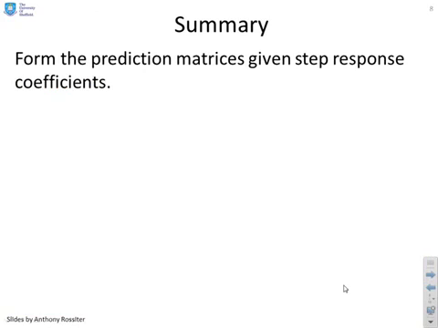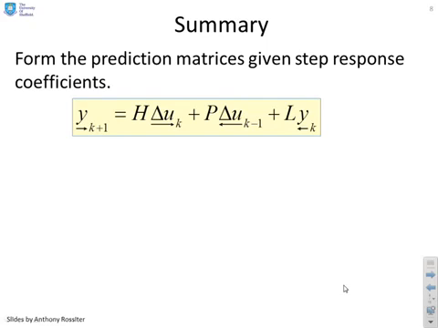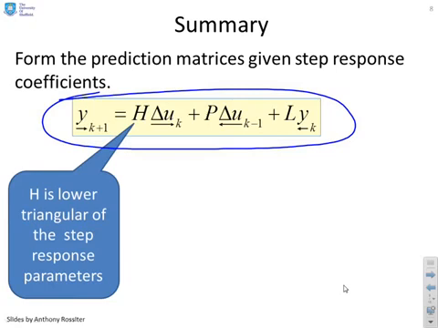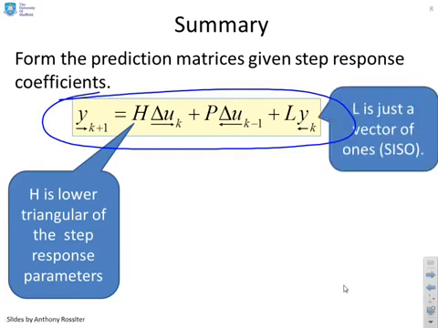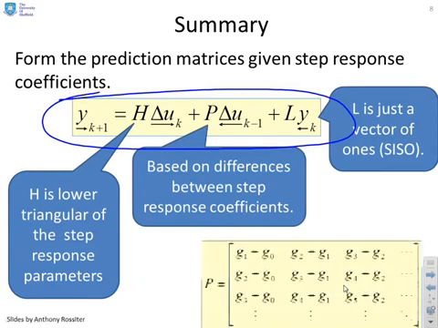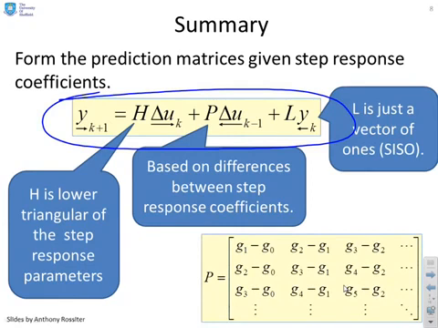So what's the summary? What we're going to do is form the prediction matrices using the step response coefficients. So I can write down, first of all, that my prediction matrix with step response coefficients is given like this. Y future is H delta U future plus P delta U past plus L Y past, and what you can see is H is basically the Toeplitz of the step response parameters, L is just a vector of ones, and P is based on the differences between step response coefficients, and I've written down the details there, but the key thing is you can write them all down by inspection given the step response coefficients.